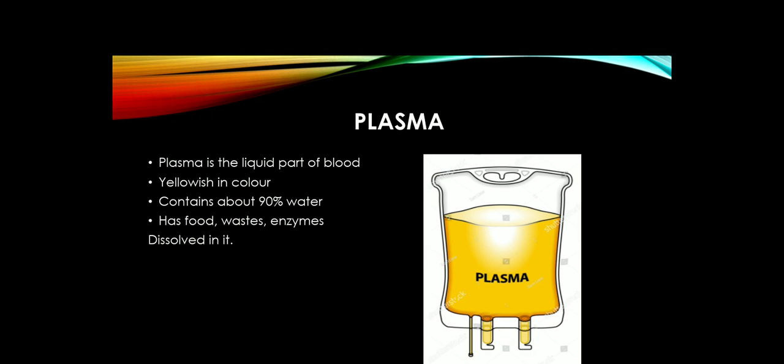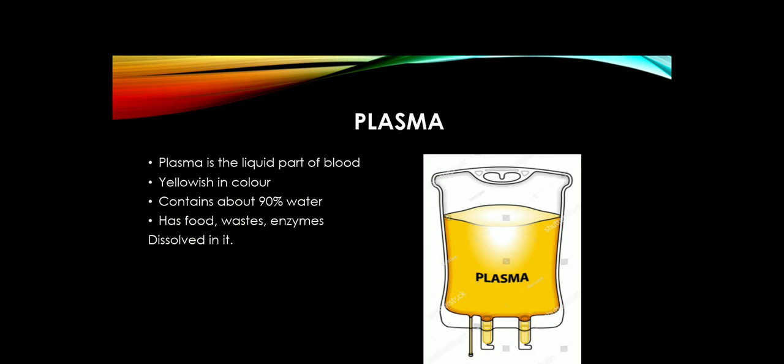So I repeat once again. Plasma is the liquid part of the blood. It is yellowish in color, and 90% of plasma is water. It has waste materials, food and enzymes dissolved in it.